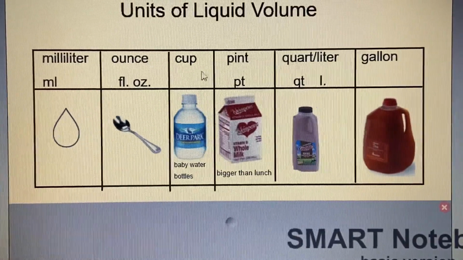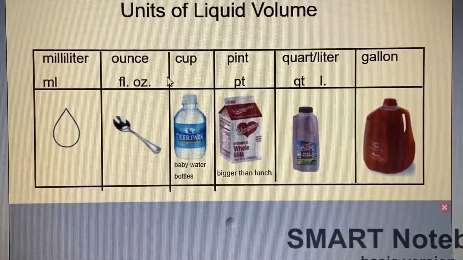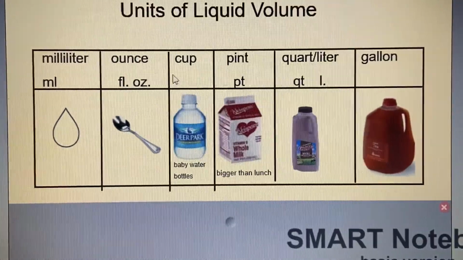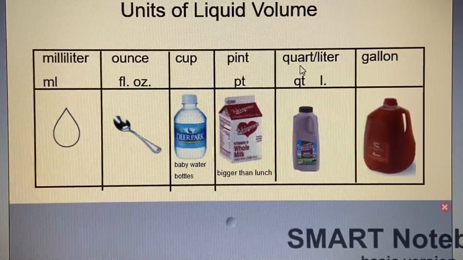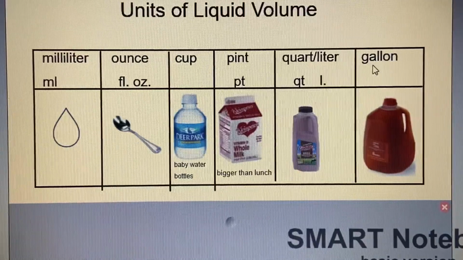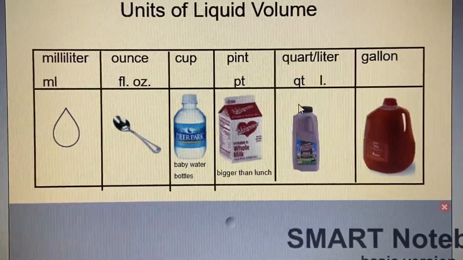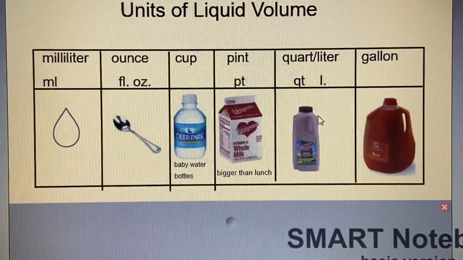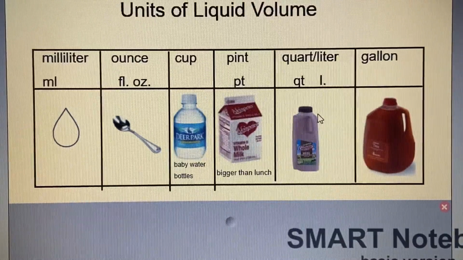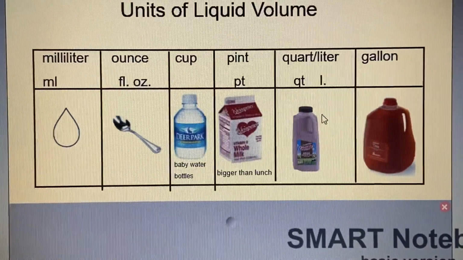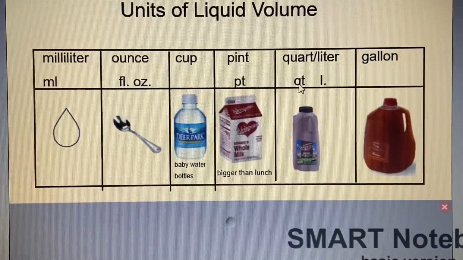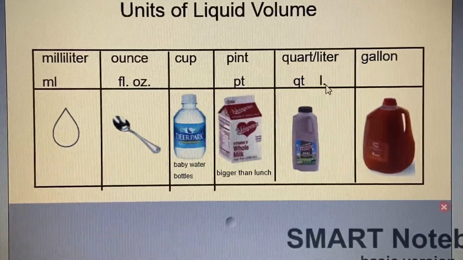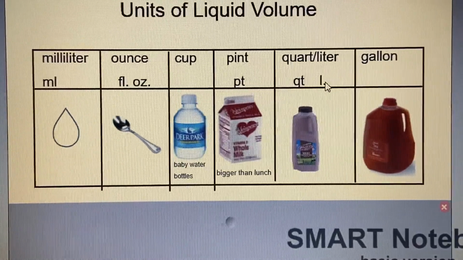A pint and cups and ounces are all parts of the customary system. The ounce, the cup, the pint, in fact, the quart and the gallon are also from the customary system. Now, a quart is one of the taller milk containers, or maybe your family buys creamer for the coffee in the tall containers. That's about a quart, which is also very close to being a liter.